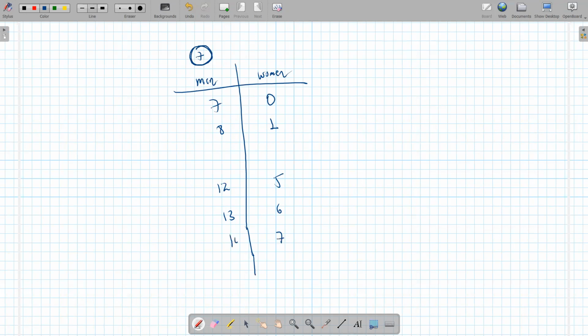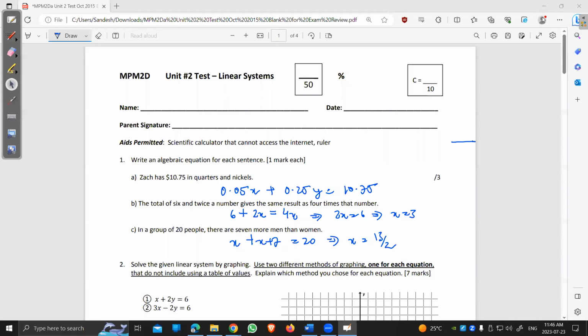7, 14. Now you've overshot it, because again, it needs to add up to exactly 20. And there are no discrete values for which this adds up to 20. So there is no solution to that. Well, not a practical solution anyways. But if they would ask you, then that's how you do it.